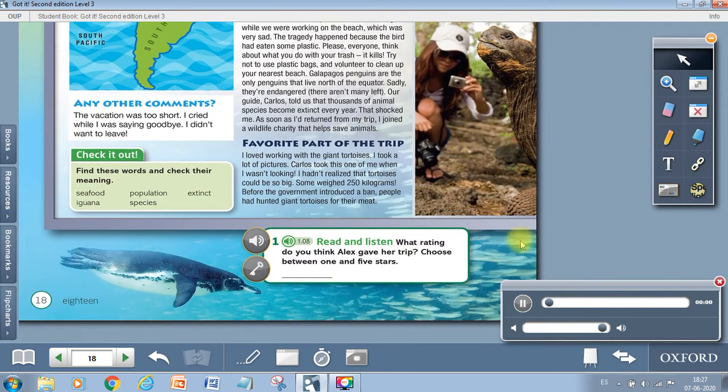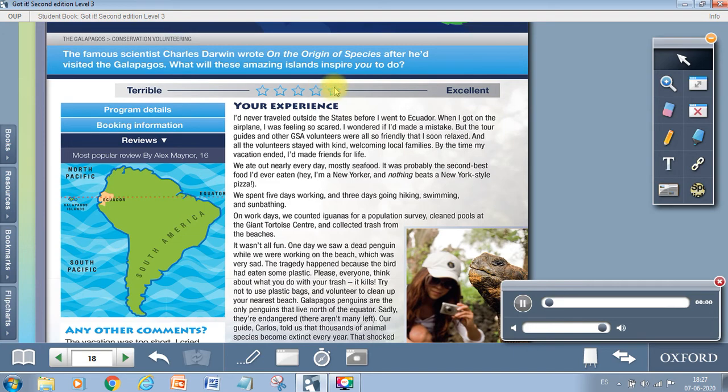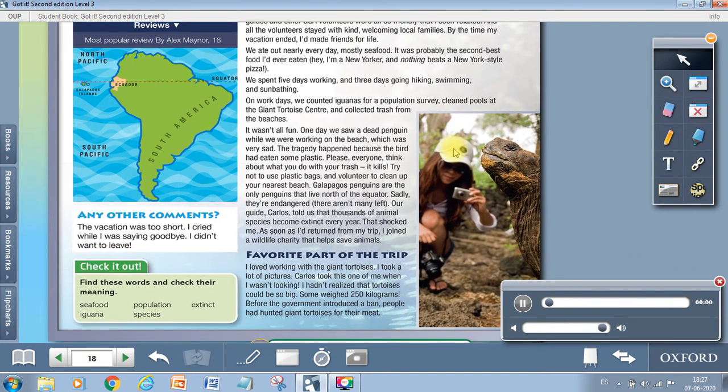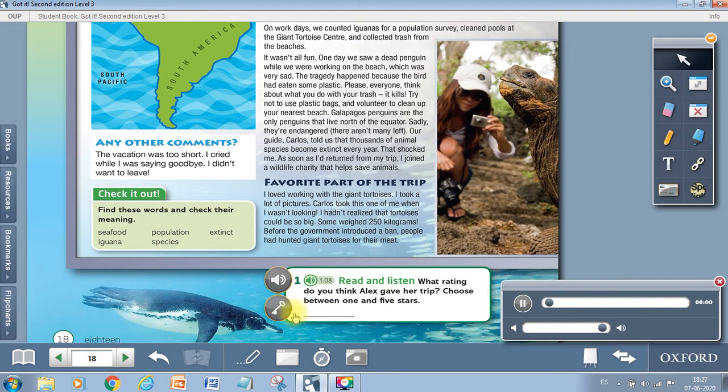Now, it says here, what rating do you think Alex gave her trip? Choose between 1 and 5 stars. Let's think. 1 star, 5 stars. What do you think is the correct one? Okay, let's think about it and we are gonna check it.